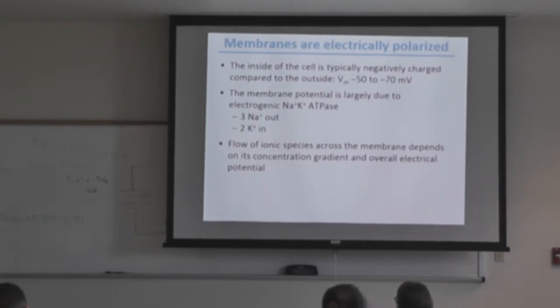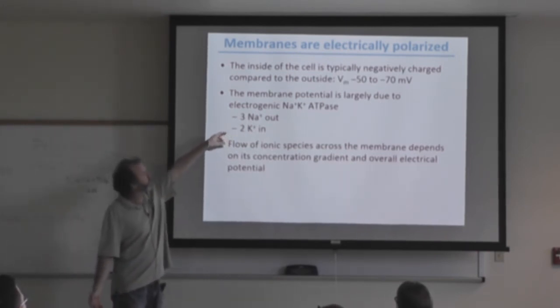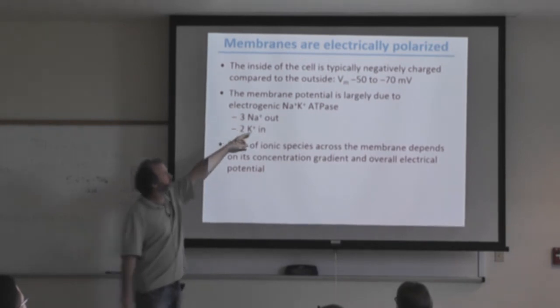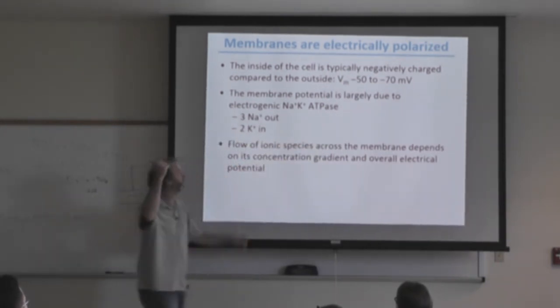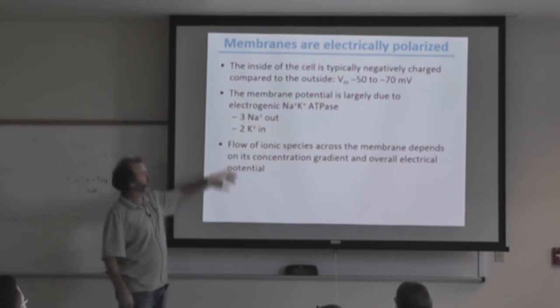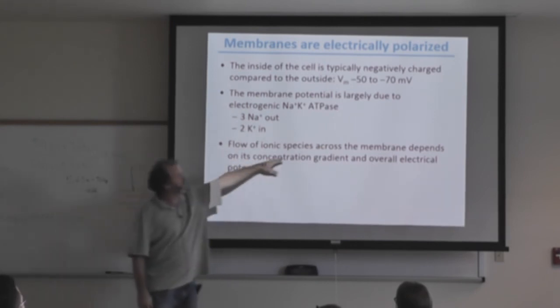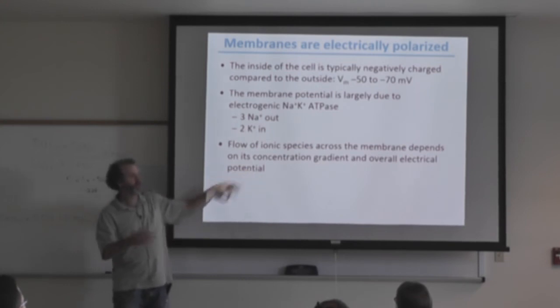So membranes, they're electrically polarized, right? Inside of the cell compared to out is about negative 50 to 70 millivolts. The membrane potential is largely due to the sodium-potassium ATPase, which pumps 3 sodiums out and allows 2 potassiums to come in, which leaves you with a net negative charge inside. So the flow of ionic species across the membrane depends on its concentration gradient and overall electrical potential.